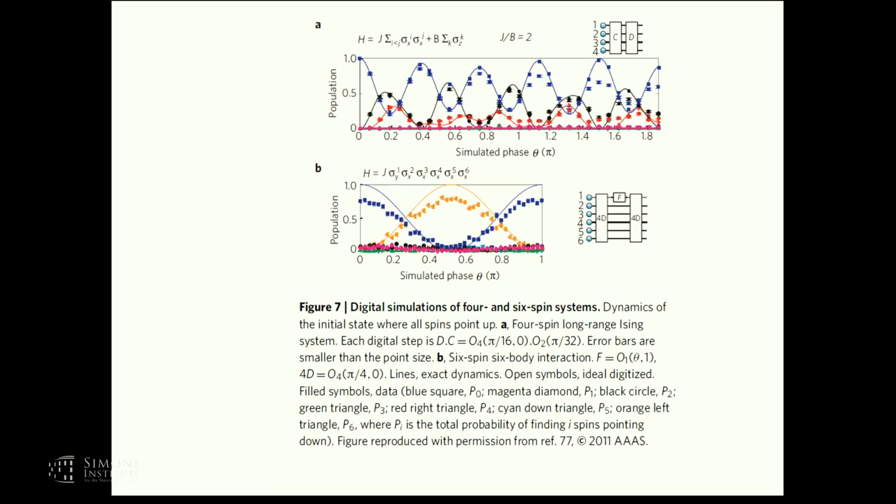Although, and this is an example of quantum simulations of a Hamiltonian, which is this kind of Ising in transverse field for, I think, 4 spins. And this is the more exotic Hamiltonian with 6 spin interaction, both done in the group of Rainer Blatt.